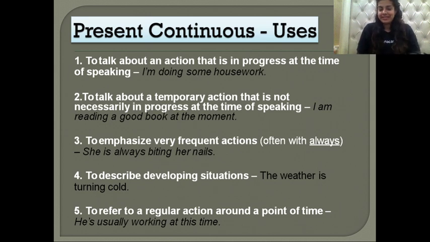So the fifth use of present continuous is to refer to a regular action around a point of time. I repeat, we use present continuous to refer to a regular action which happens regularly around a point of time. For example, he is usually working at this time. He is usually working. So it means it's a regular action. We could have said, he usually works till 9 o'clock. That will be simple present tense. But if we are describing it around a point of time, we can also say he is usually working at this time.